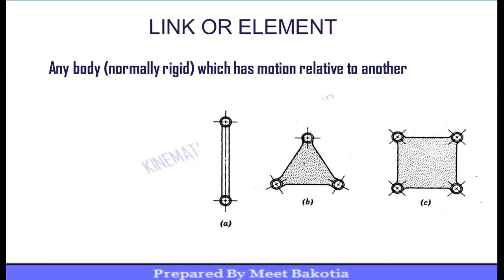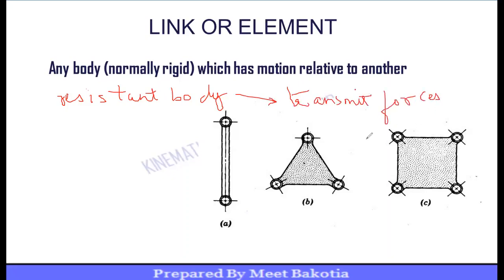Let me briefly explain. A component or a part which moves relative to another component or part is called a kinematic link or element. Like I said, a link may or may not be a rigid body, but it must be a resistant body. You should understand that your kinematic link should be a resistant body, which should not get deformed easily when forces are applied on it. A rigid body does not undergo any change in size or shape under the action of forces, but a resistant body is capable of transmitting the required force with negligible deformation. So it should be able to transmit the required force without getting deformed. That is our resistant body.